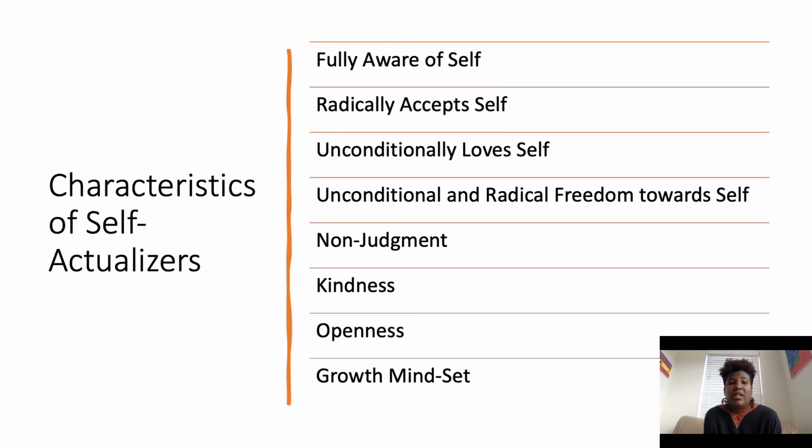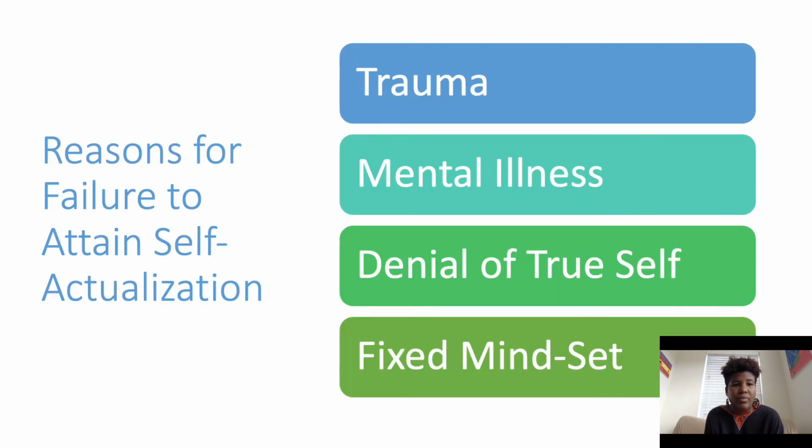So characteristics of self-actualizers would be someone who's fully aware of themselves, radically accepts self, unconditionally loves self, unconditional and radical freedom towards self, non-judgment, kindness, openness, and a growth mindset. So some reasons for failure to obtain self-actualization would be trauma, mental illness, denial of true self, and a fixed mindset.